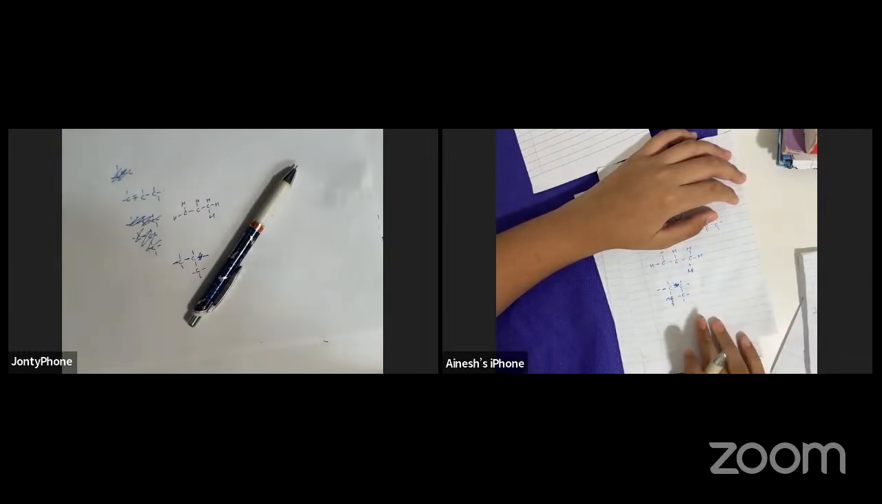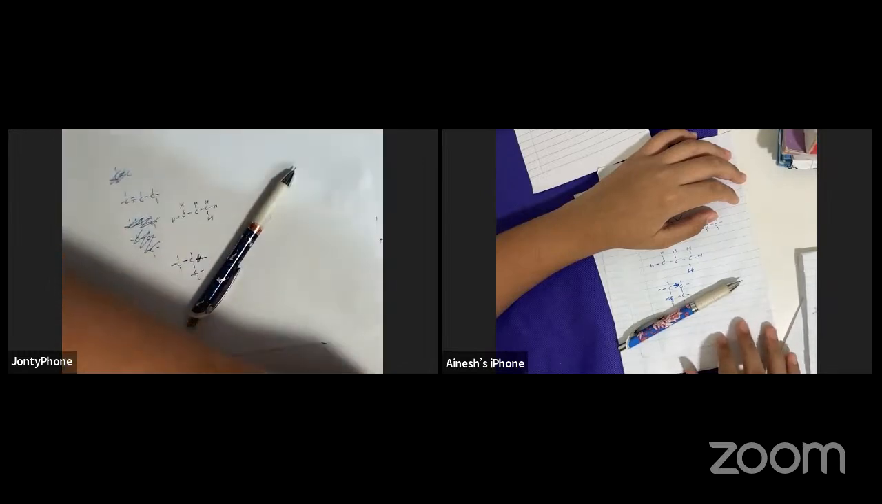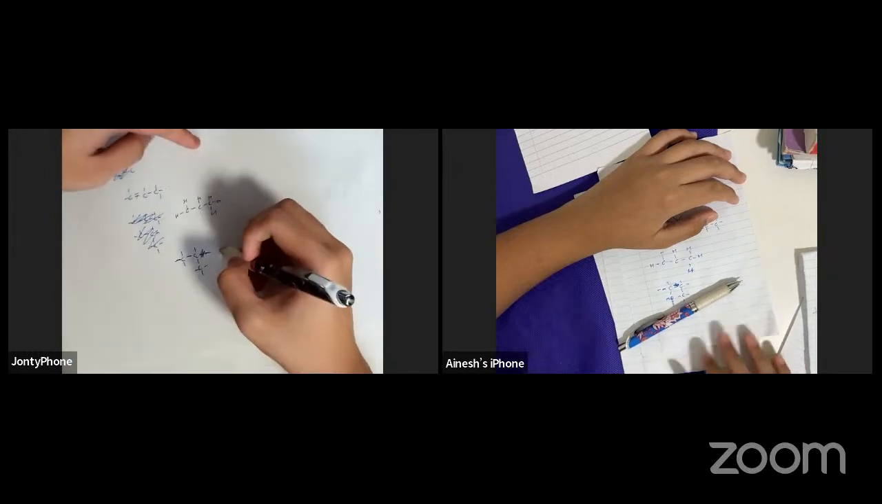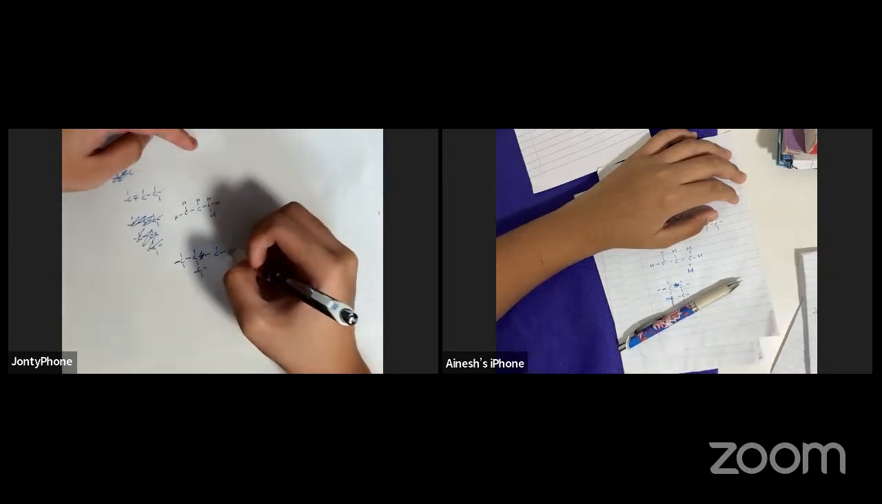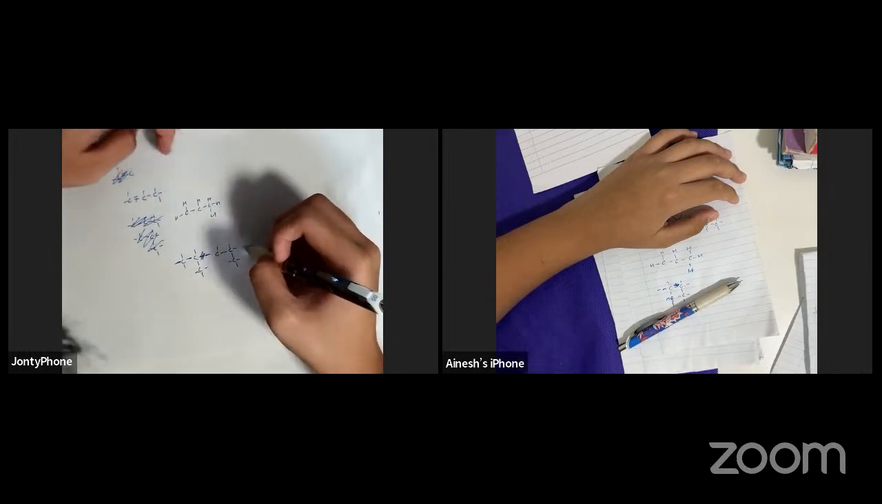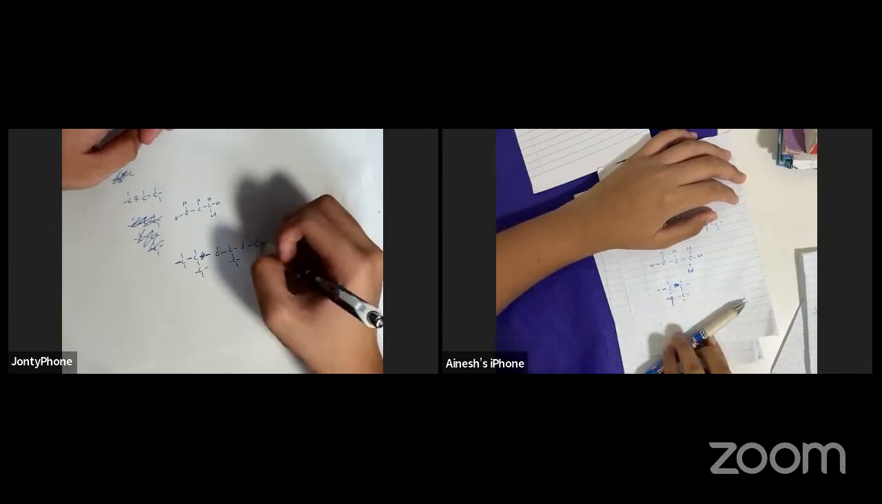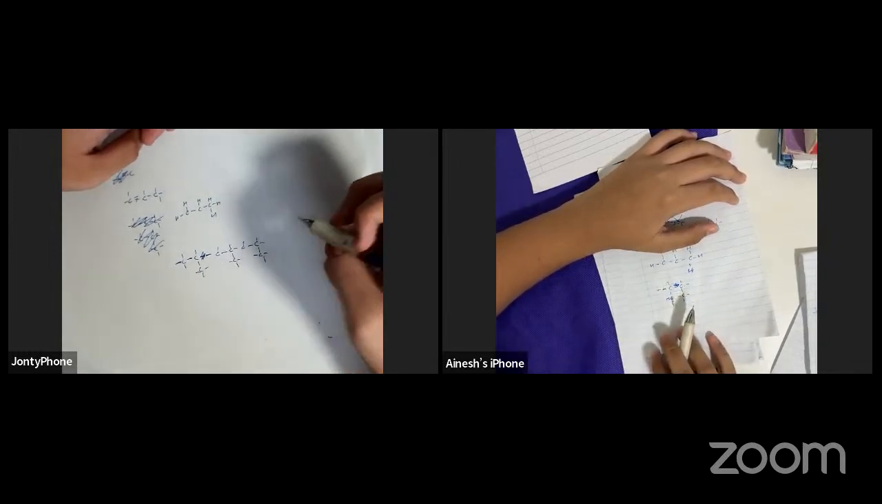Right, now Jonty and Ainesh, you're ready. Now I copy and paste. You draw a few. Draw the exact one on the left. Draw the exact one on the right. There, something like that, right? Copy and paste, please. It's like something like this.